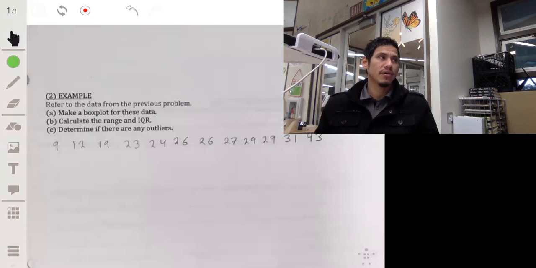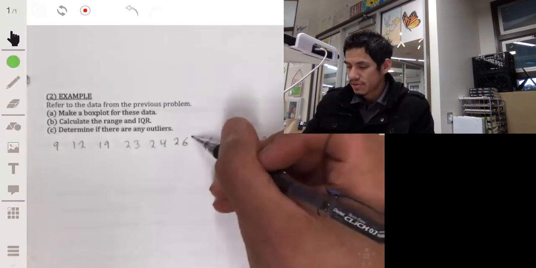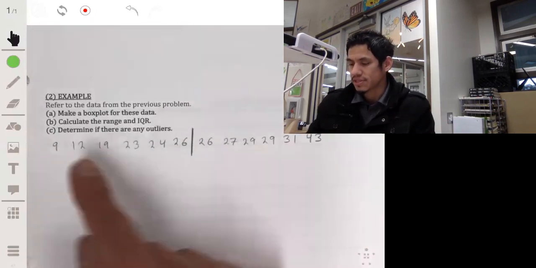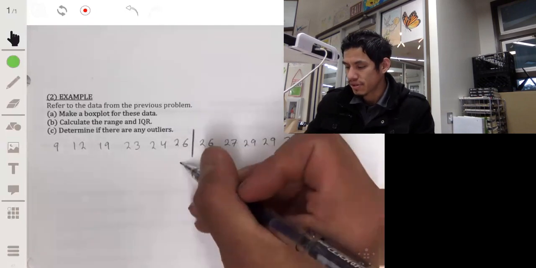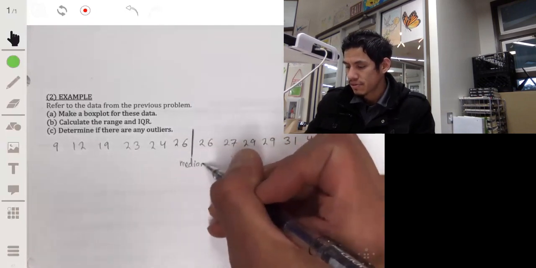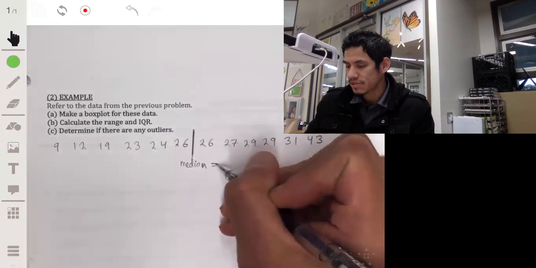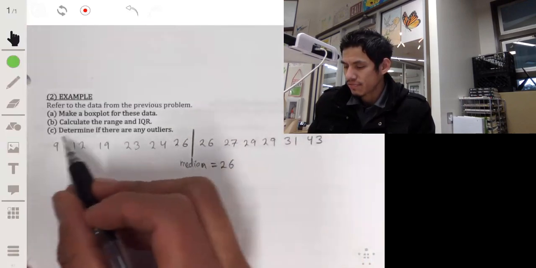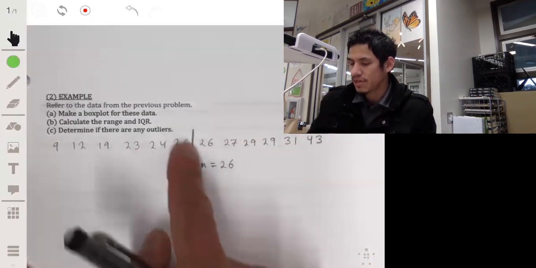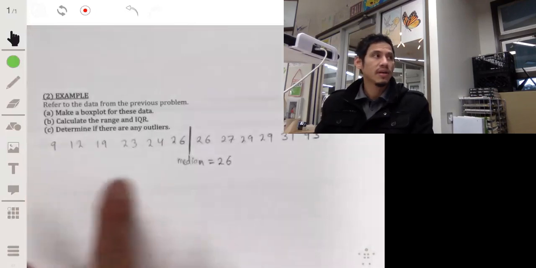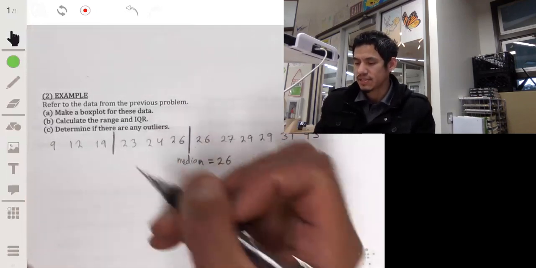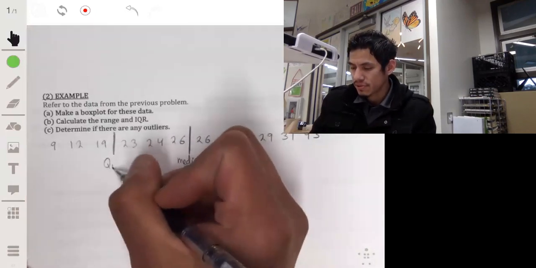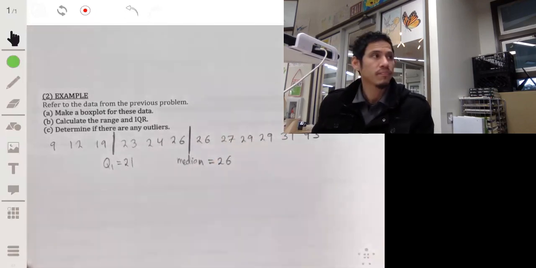Since we have 12 values, that means the middle value will be between the 6th and 7th value. So here will be the median. And since those are the same, the median is equal to 26. Then to find the first quartile, we look at the median of these first 6 values. That's essentially going to be between the 19 and 23. And so our Q1 will be 21.